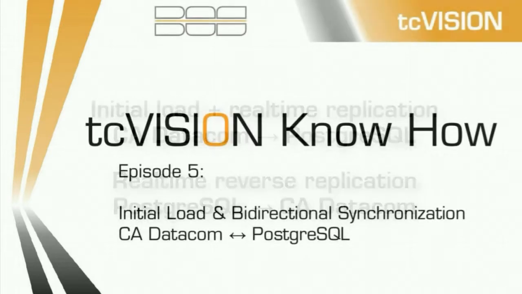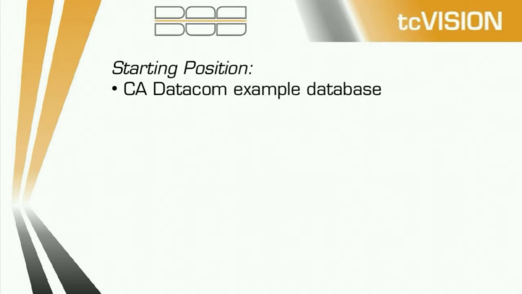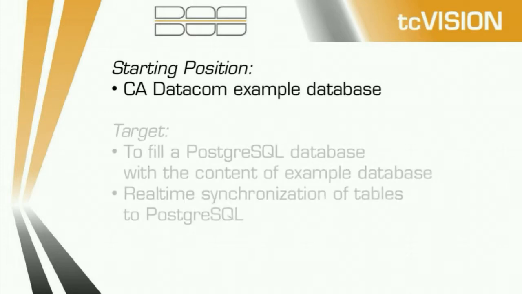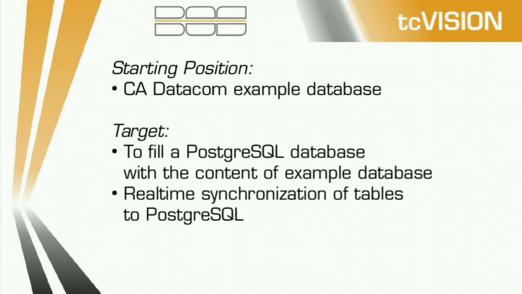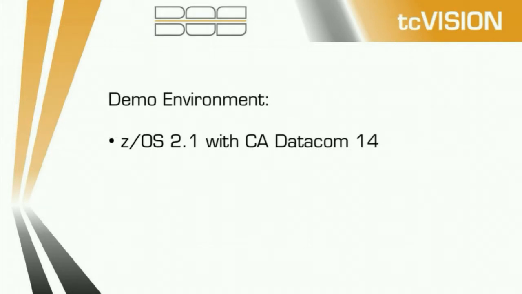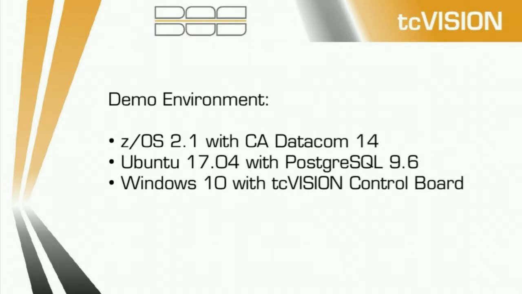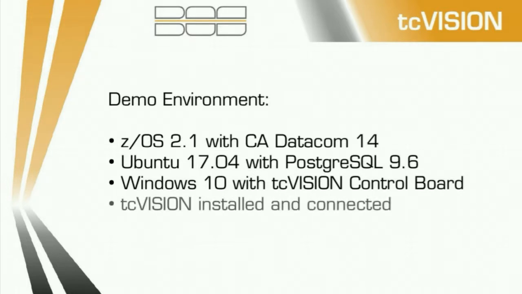Today we show the initial load and bidirectional synchronization between a Datacom and a Postgres. We have a Datacom example database, and the goal is to load this database into a Postgres and to establish bidirectional real-time synchronization. The demo environment consists of a z/OS 2.1 with Datacom, and Ubuntu with Postgres 9.6, or Windows 10 with the control board, and of course tcVISION.